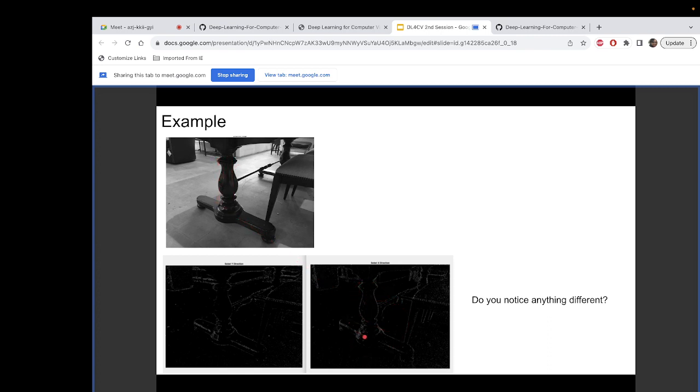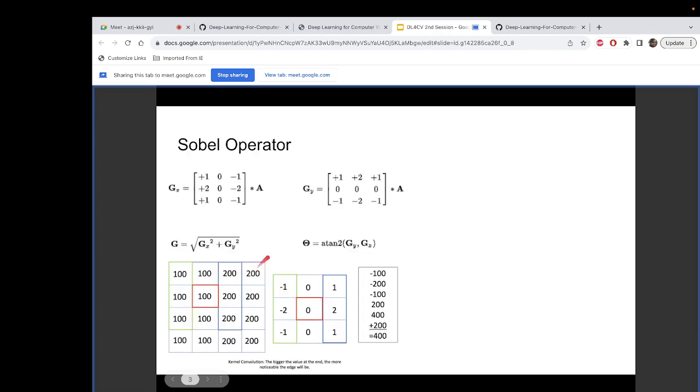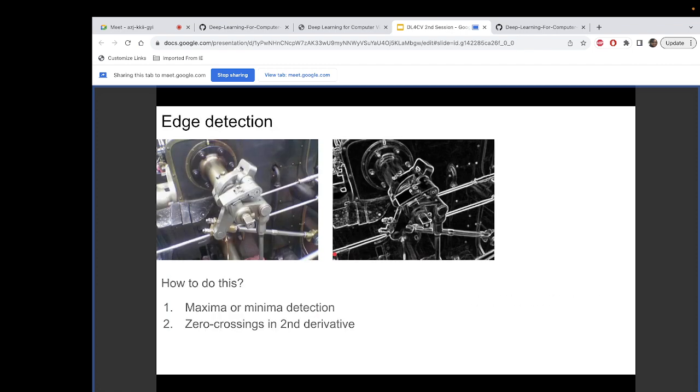Similarly in the x part, you will see that the table's leg is now much more visible, and the chair's legs are visible. However, the horizontal edges this time are not really visible here. So this shows that the gy given here is much better for horizontal edge detection, and this x part is better for vertical edge detection. But when you combine these two to get the magnitude and the angle, you can detect edges of any type. That is why we are showing this.